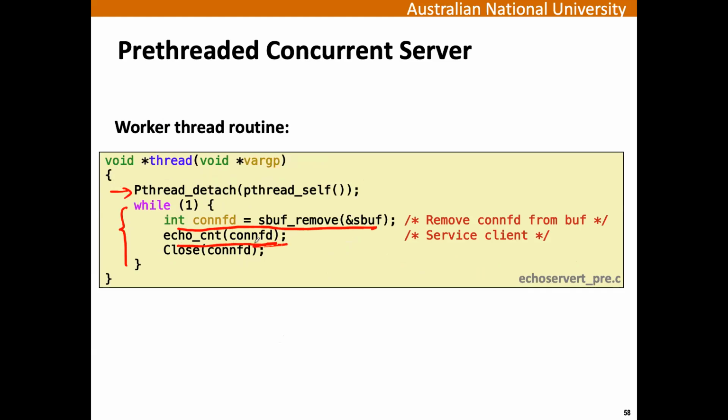It starts playing echo with the client, and then it closes the connected file descriptor. All the worker threads are doing this, and one of them at any given point will grab the connected file descriptor when it is available. So if you have 100 clients waiting inside the buffer, and let's say you have 10 worker threads, then each one will at some point grab something from the buffer, as long as it is not empty, and service a client.